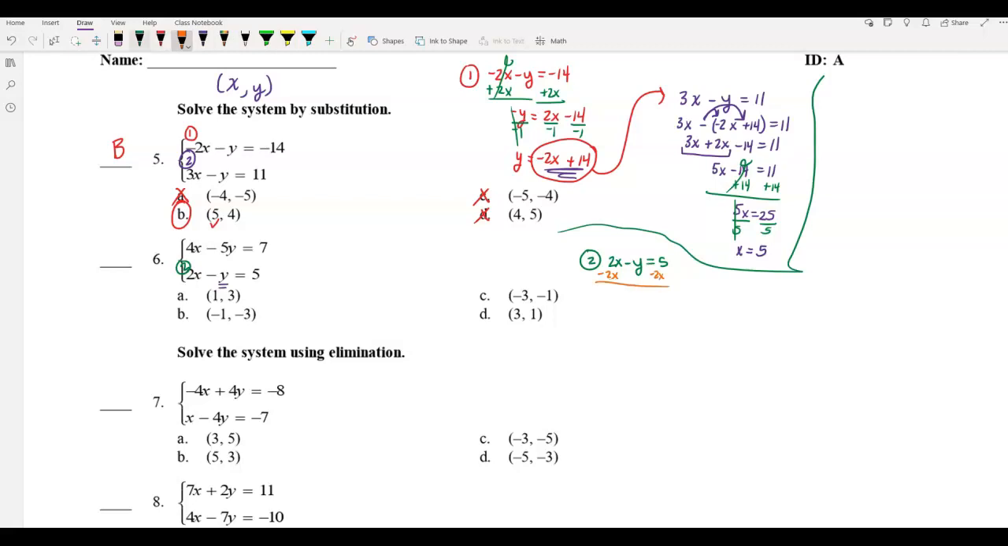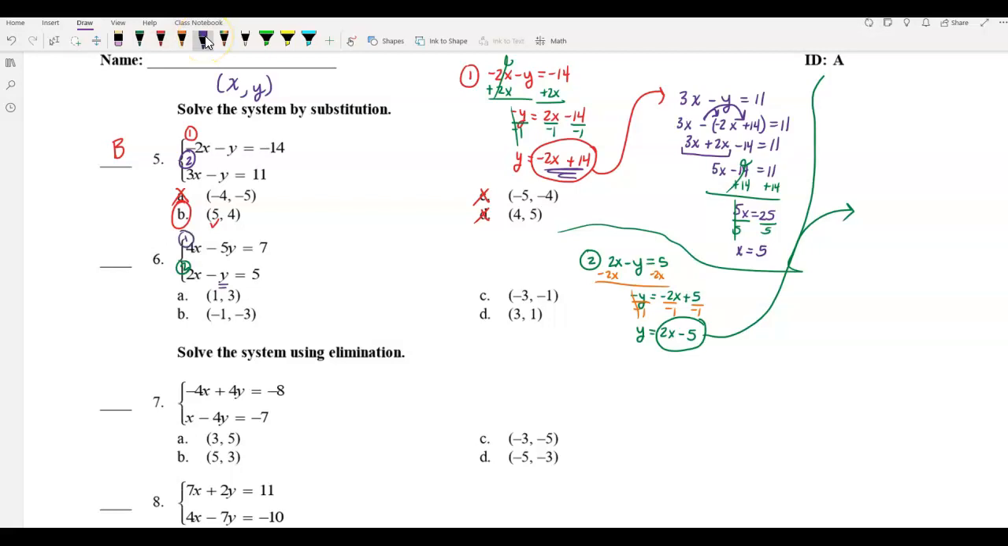When that happens, I have negative y equals negative 2x plus 5. Almost done. Got to get y all by itself. So divide everything by -1. And I get y equals a positive 2x minus 5. I'm going to take that piece of information and I'm going to put it into equation 1.